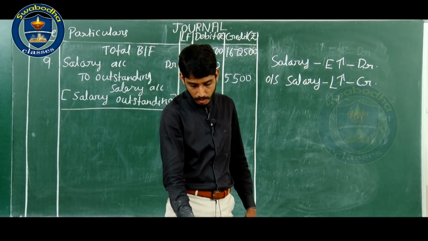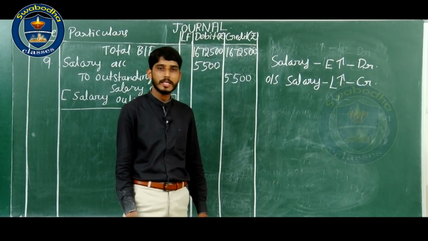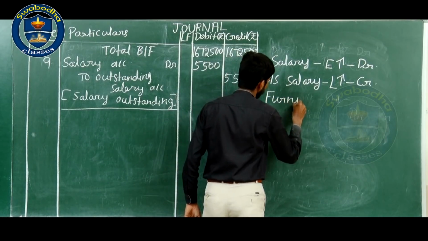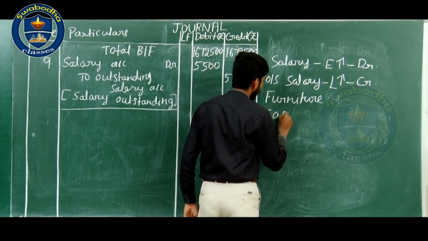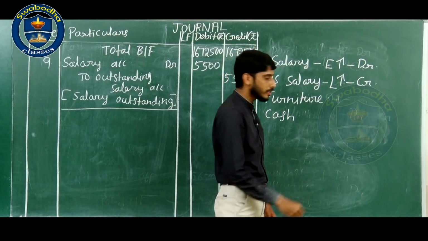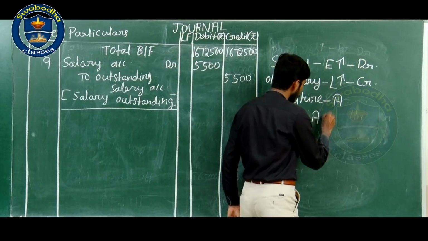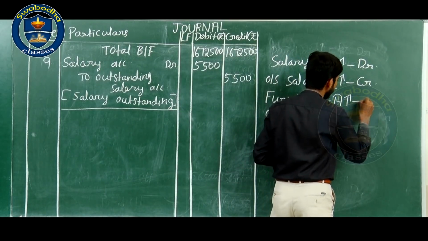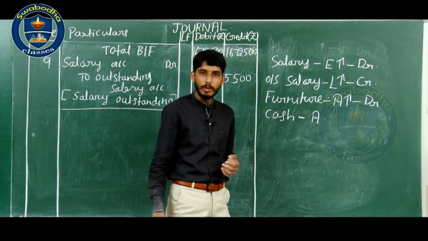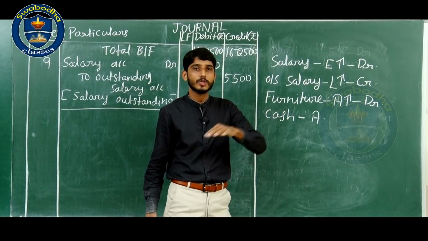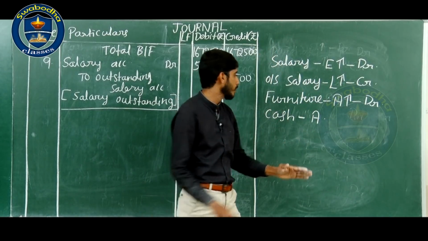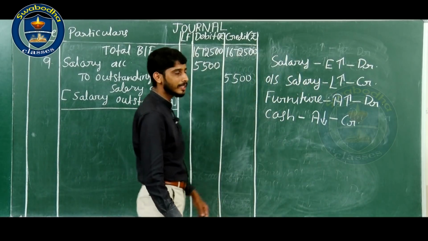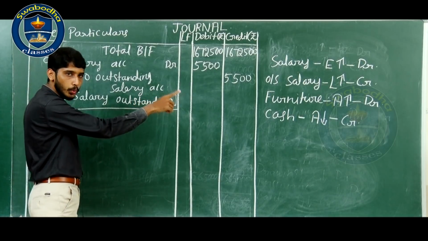Next transaction, furniture of rupees 30,000 purchased in cash. The two accounts involved are furniture account and, as you have paid in the form of cash, cash account. Furniture is an asset for the business, cash is also an asset. When you buy the furniture, the asset value increases. So, the increase in an asset has to be debited. You are paying the value of this furniture in the form of cash. Cash is going out of the business, cash balance reduces. So, the asset value reduces. When the asset value reduces, it has to be credited. So, the journal entry will be furniture account debited to cash account.